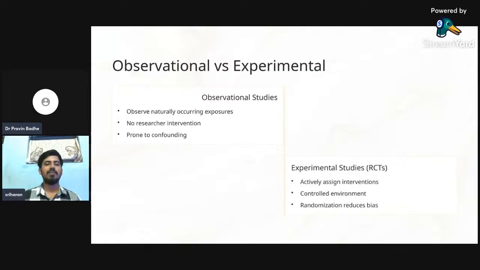But one of the major drawbacks of the observational study is confounding. It's prone to confounding. We will see it in detail in an upcoming slide. Randomization in a clinical experimental study reduces the bias. That is the difference between the observational study and the experimental study.